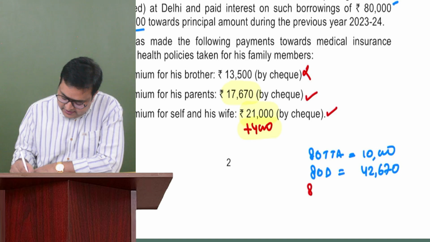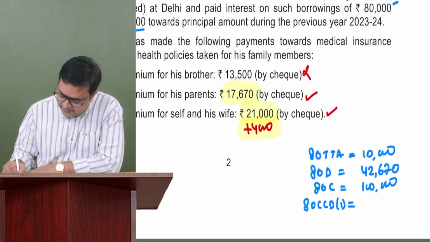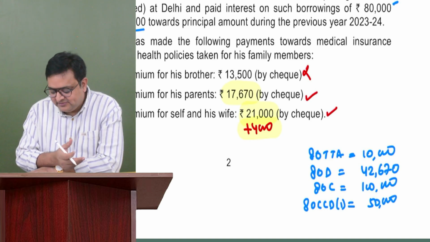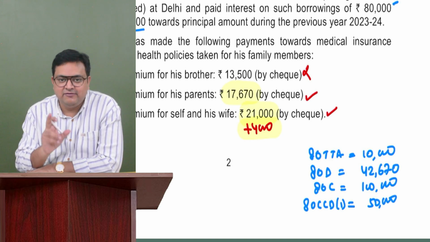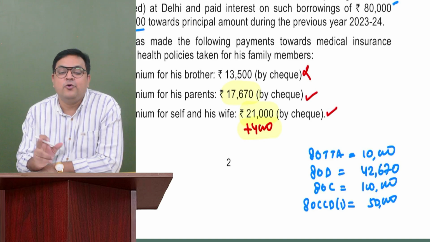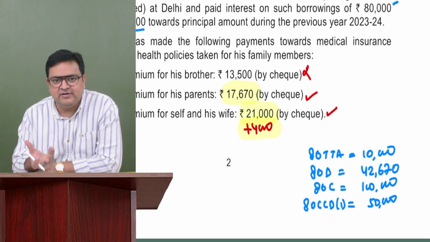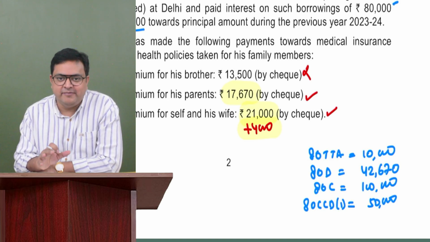So 80C would be 1 lakh, and 80CCD(1), you can say 50,000. Even 80CCD(1B) you can give 50,000, but either one of them, right? Because 1B is over and above that 150, and there in 1B you can get 50,000 rupees. But we are taking it in CCD(1), that's okay, because we still have the limit of 150.